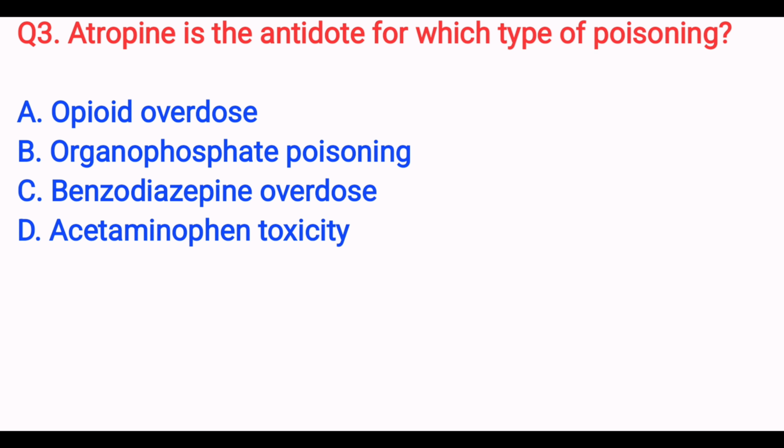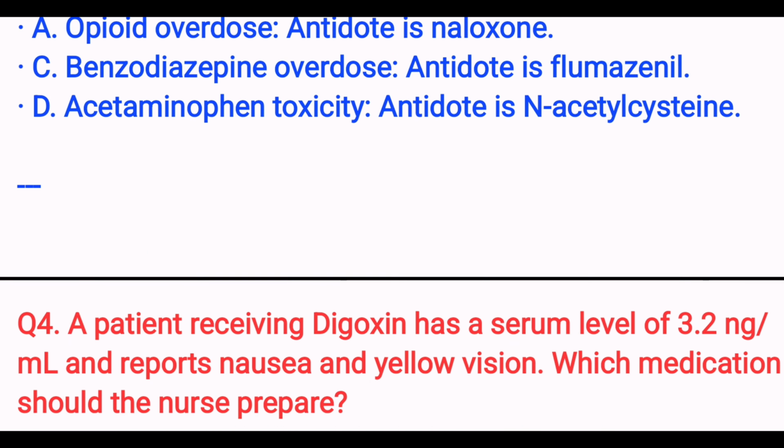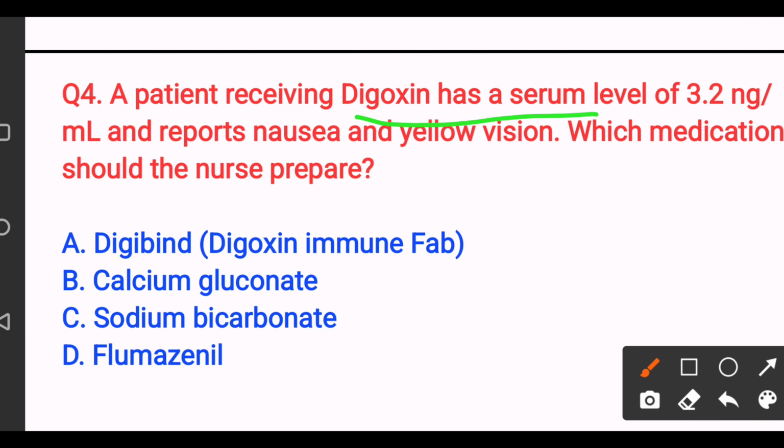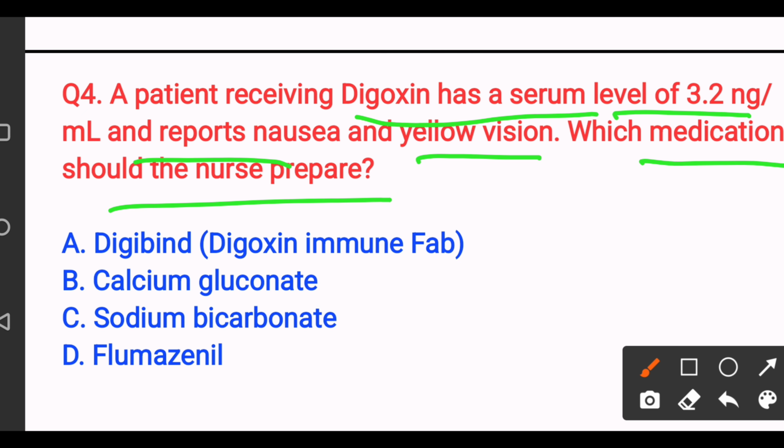Next, a patient receiving digoxin has a serum level of 3.2 ng per ml and reports nausea and yellow vision. Which medication should the nurse prepare? Option A digoxin immune Fab. Option B calcium gluconate. Option C sodium bicarbonate. Option D flumazenil.